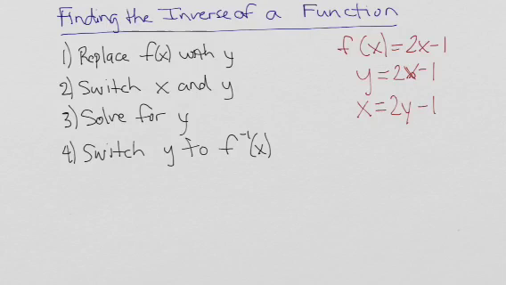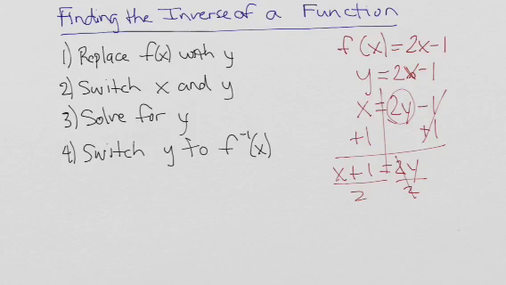Now we're going to solve for y. I want to get the y by itself. So I'll start by getting rid of the plus 1 on both sides. That gives me 2y over here, x plus 1. And now divide both sides by 2. Those 2 cancel, and I get x plus 1 over 2.